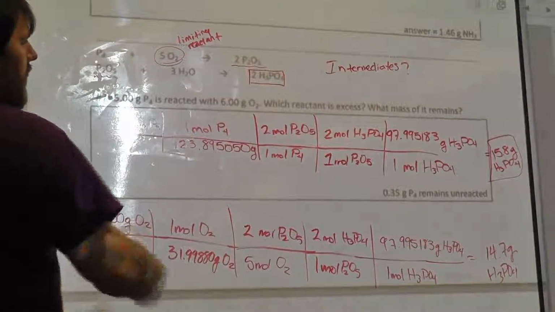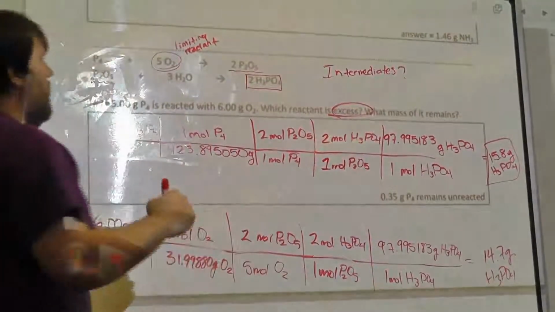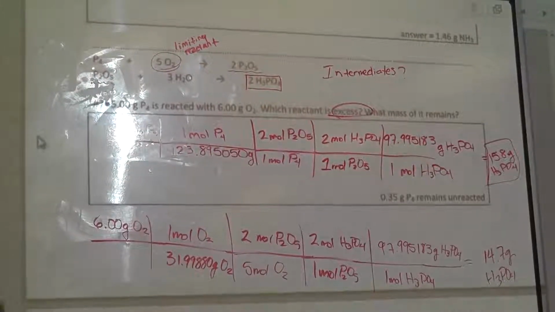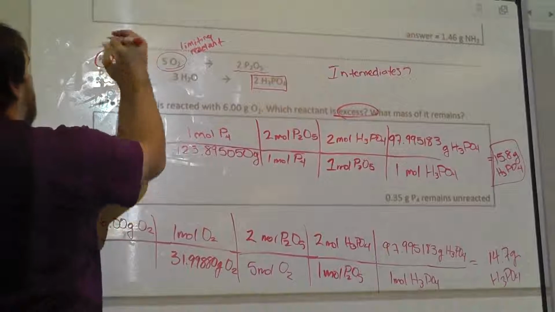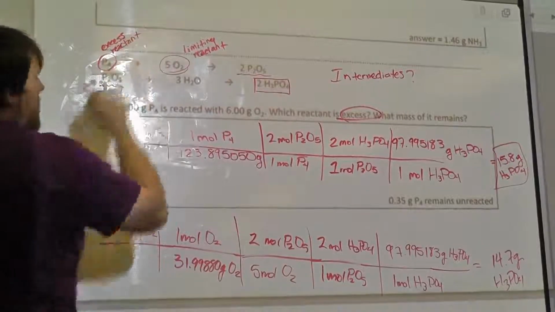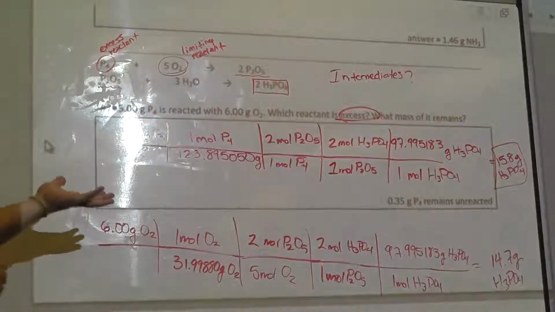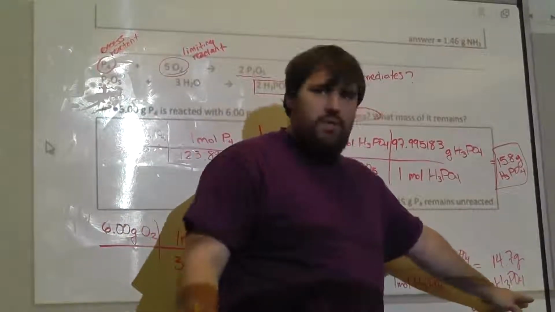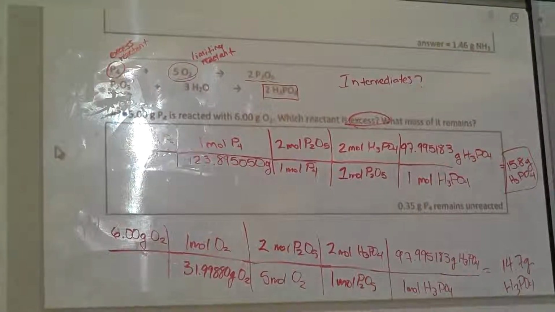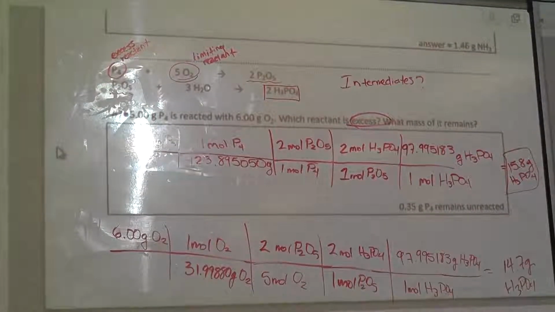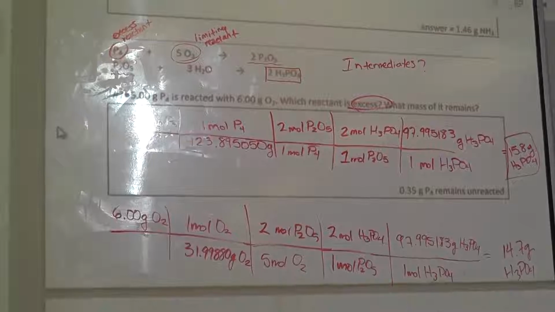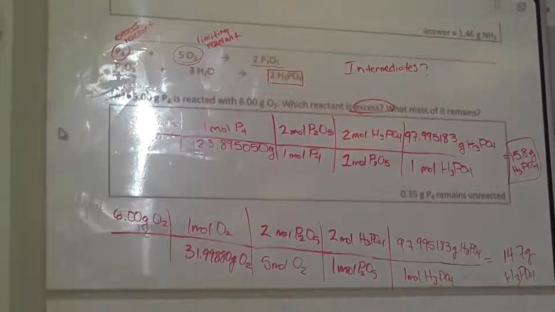Okay, so it asks us for the reactant that's in excess. So if this is your limiting, which one produced more? The top one. So your excess reactant is the P4. And then it asks what mass of it remains. So if this is how much would be used up in producing that, you would take your 15.8 and subtract your 14.7. Somebody tell me what they get. My number's going to be a little bit different than his. I got 1.1. Yeah.